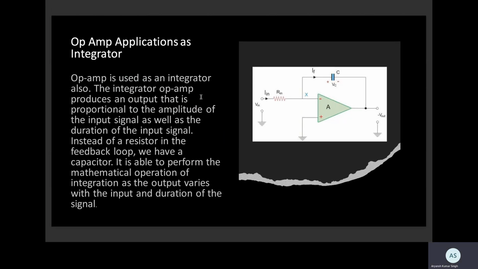Op-amp applications as an integrator. Op-amp is used as an integrator also. The integrator op-amp produces an output that is proportional to the amplitude of the input signal as well as the duration of the input signal. Instead of a resistor in the feedback loop, we have a capacitor. It is able to perform the mathematical operation of integration as the output varies with the input and duration of the signal.